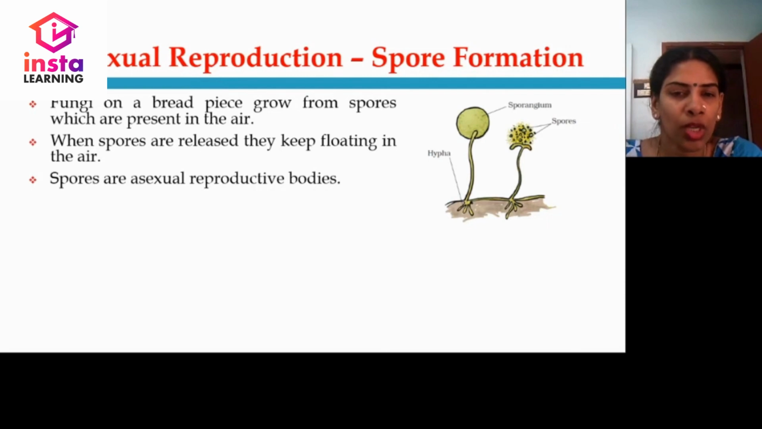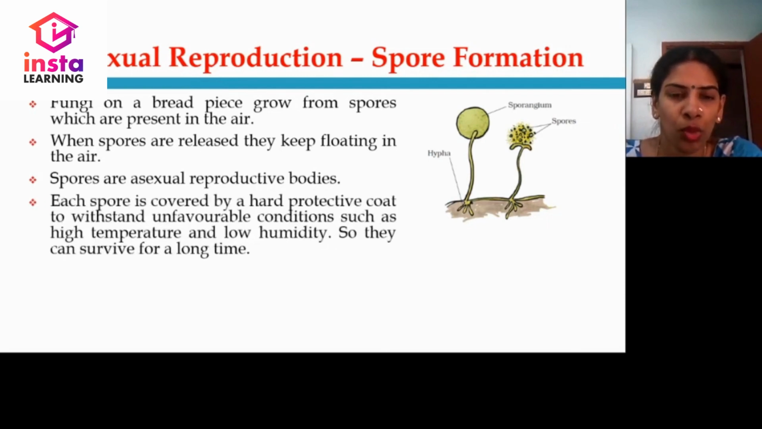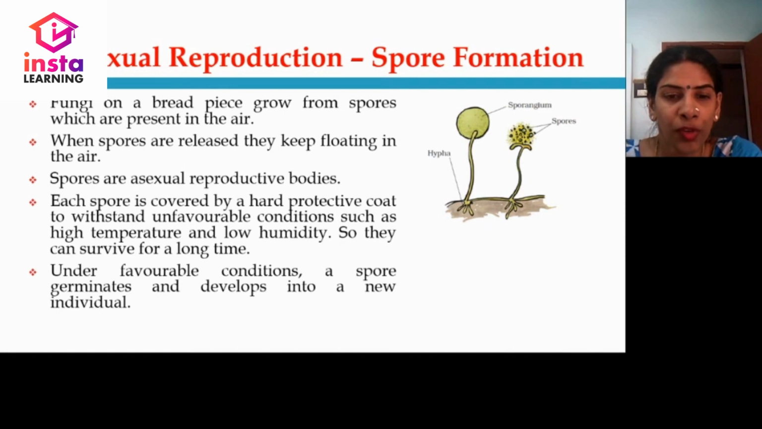Spores are asexual reproductive bodies. Each spore is covered by a hard protective coat to withstand unfavorable conditions, such as high temperature and low humidity, so they can survive for a long time. Under favorable conditions, as I said earlier, with sufficient water and nutrients, a spore germinates and develops into a new individual.